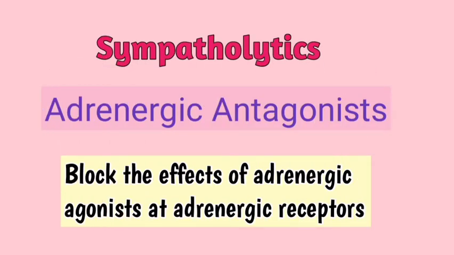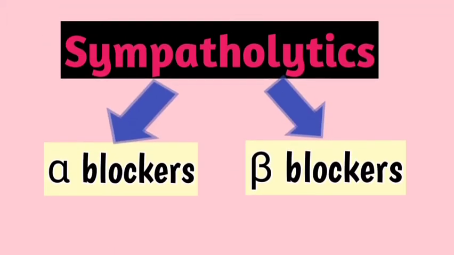Sympatholytics or adrenergic antagonists are a group of drugs that bind to the adrenergic receptors and block the effects of adrenergic agonists at adrenergic receptors, as antagonists have affinity for the receptors but no intrinsic activity. As we know, there are two main types of adrenergic receptors, alpha and beta receptors. So there are two types of adrenergic blocking drugs. Drugs that block the effects of alpha receptors are known as alpha adrenergic blockers, while drugs blocking the effect of beta receptors are beta blockers.